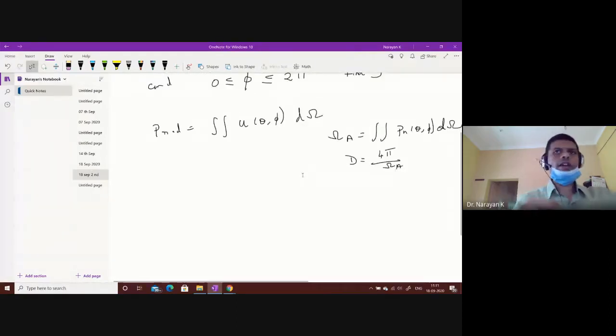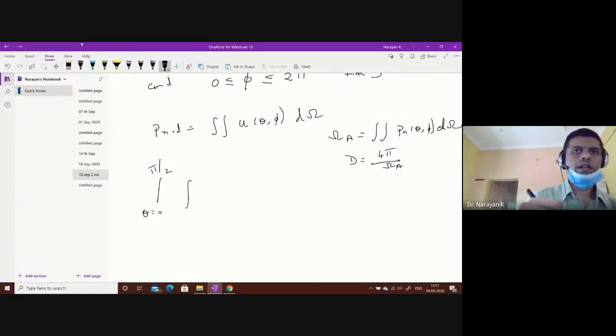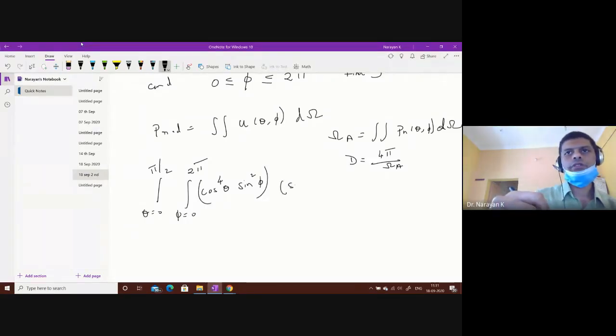Okay. Now what do I have to do? Already we have done enough problems on this, so the only thing is that the limits are different. Theta varies from 0 to pi by 2 and phi varies from 0 to 2 pi. So cos raised to the power 4 theta, sin square phi into sin theta d theta d phi. This is what we have to integrate, right? All of you agree? Yes, sir.